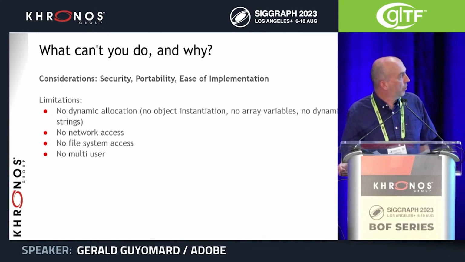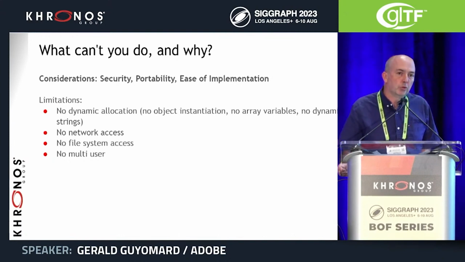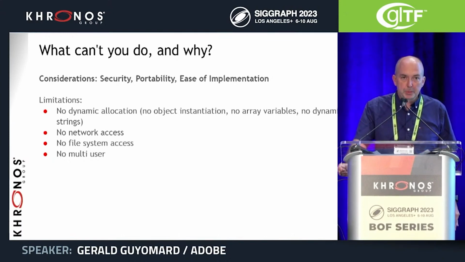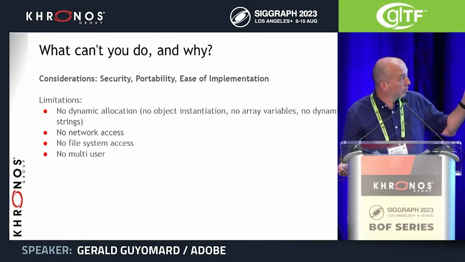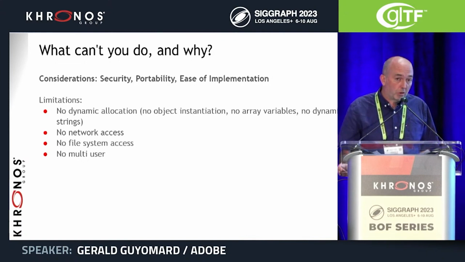Because of security, we don't want the people implementing this spec to create some buffer overflow or whatever, often due to dynamic allocation. So that's why there's no dynamic allocation or object instantiation.